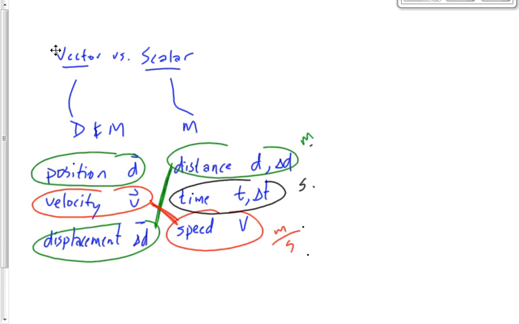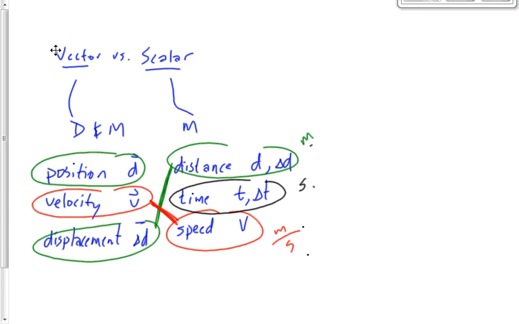Velocity and speed also go together. Oftentimes they have the same value. Again, velocity has a direction, speed doesn't. But sometimes they don't have the same value. When do velocity and speed have the same value? When do they not have the same value? Jordan, when do velocity and speed not have the same value? Good, good. When I change direction, good.